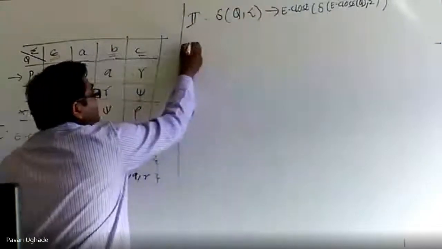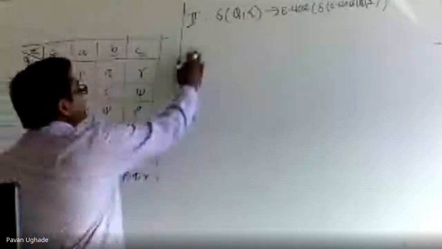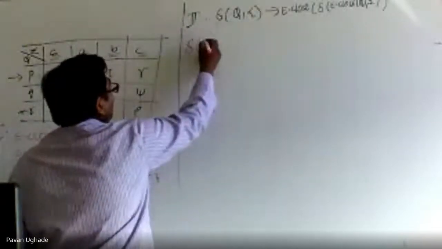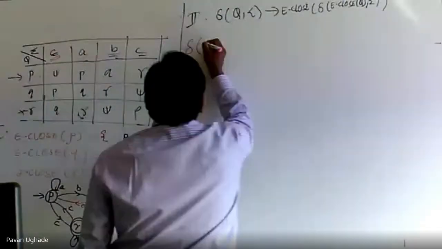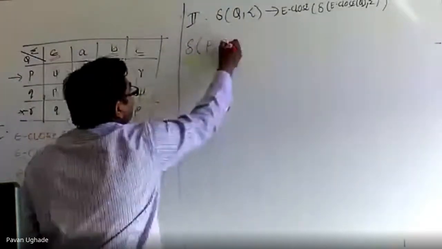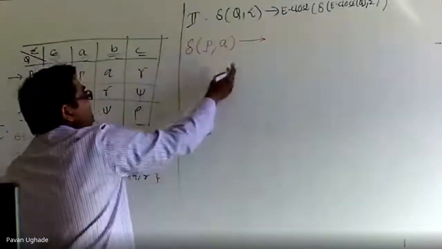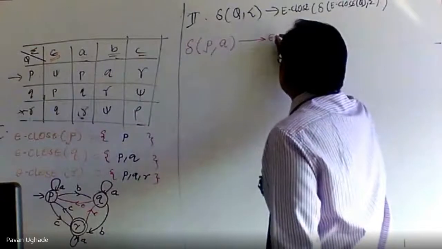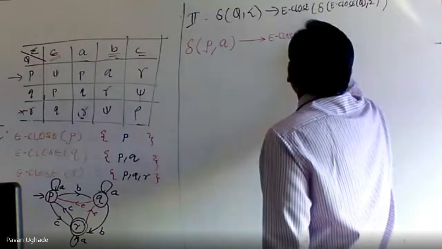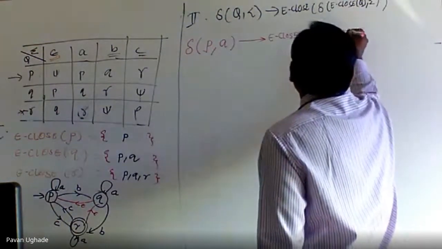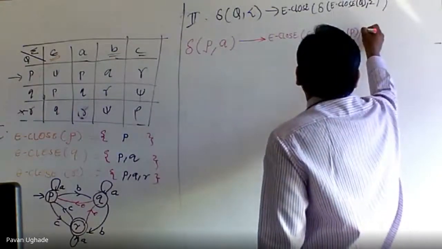So I'll start here. Transition function. I don't know whether it is visible. Okay. The transition function of epsilon closure of P is what? It is P. So we will be taking P over all the alphabets we have to consider. So let's move with this. Apply the formula. I'll simply write it down: epsilon closure of transition function of epsilon closure of P over alphabet A.